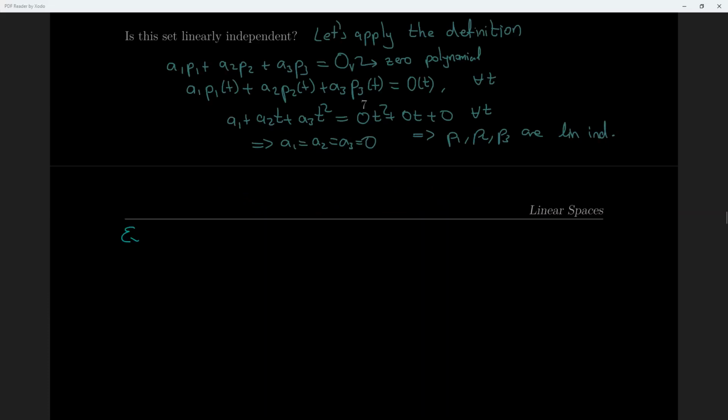And another example can be, for example, p1 of t is equal to 1, p2 of t is equal to 1 plus t, and p3 of t is equal to, let's say, 1 plus t squared. Okay, and let's say the set S is equal to p1, p2, and p3. So the question is, is the set linearly independent? Any initial guesses?